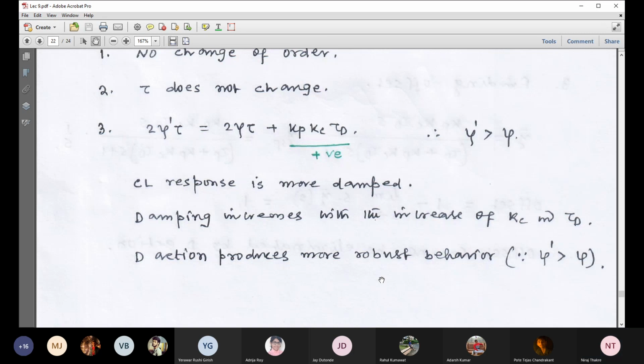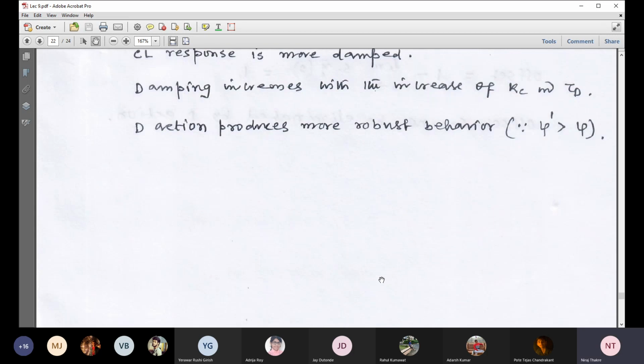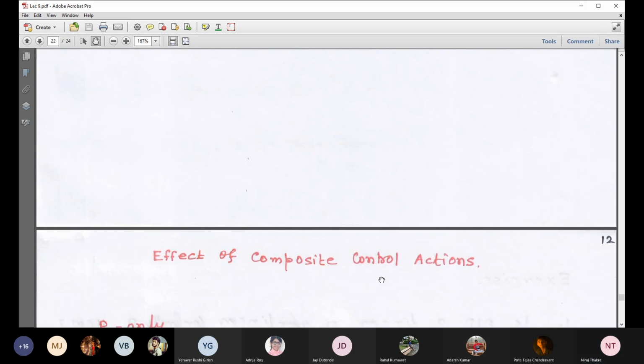Now we want the gist. I mean, why are we not going for only proportional action? Why not then integral action? Why are we considering PID? Because PID is complicated, and if you buy it from the market, it is expensive also. Let us come to that point. Effect of composite control actions.